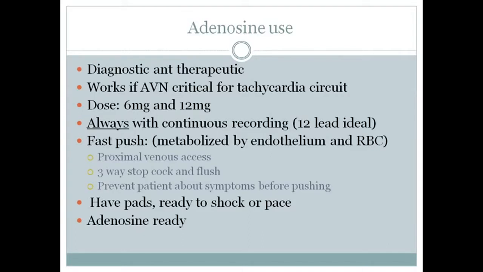Use a 3-way stopcock so you can flush it fast. Hook your flush, hook your adenosine. You can do it yourself or have somebody ready to turn the stopcock for you. And you push the adenosine and immediately push your flush so that it reaches the heart quickly.